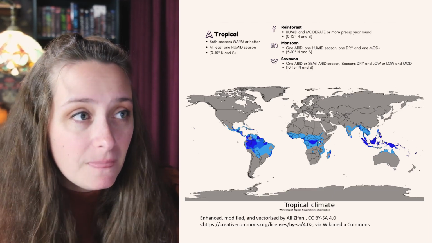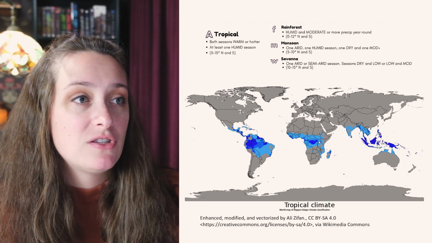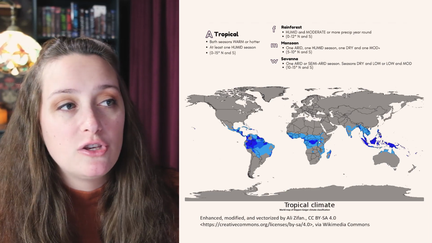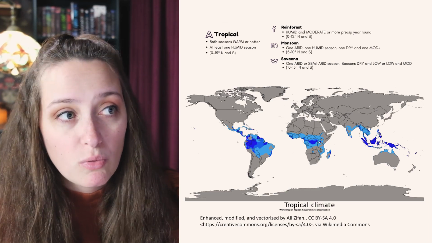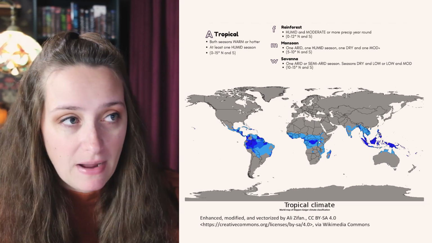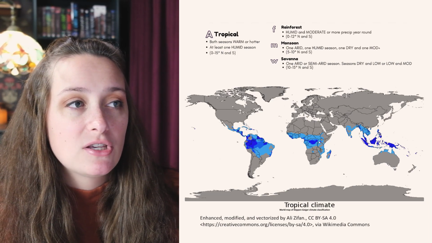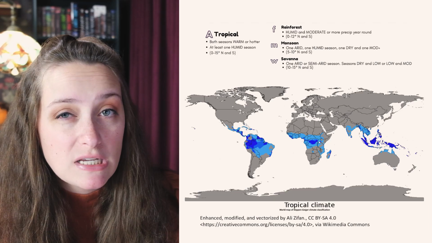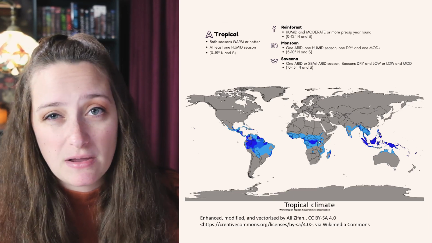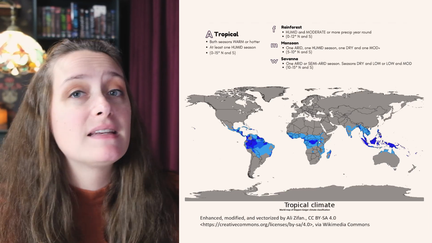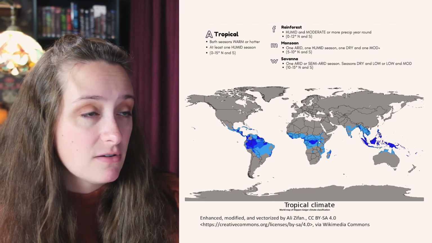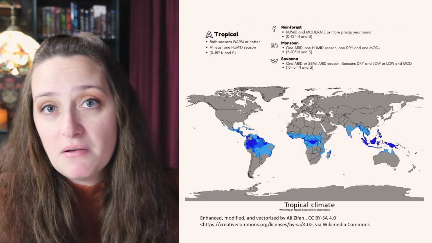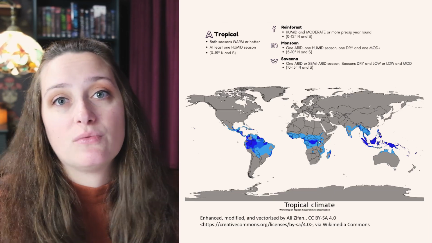But anyway, so rainforest, as one would expect, you need to have at least one humid and moderate or more precipitation year-round. And this is going to typically be within 12 degrees north-south, at least that's what it is on Earth. And there's not going to be a lot of temperature variation in these climate zones because it's just very moist and humid and warm year-round.